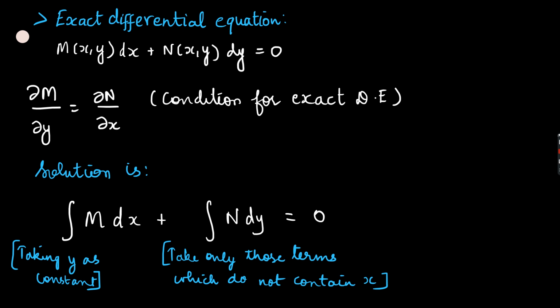See over here, in M dx, you're going to take y as constant. You don't have to integrate y. So if you have a term like x square plus y dx, then you're going to consider y as constant. And then in the next N term, take only those terms which do not contain x. So if my N is x square plus y square, instead of taking my x square term, I am going to consider only my y square term and substitute it. So y square dy will be my integral.